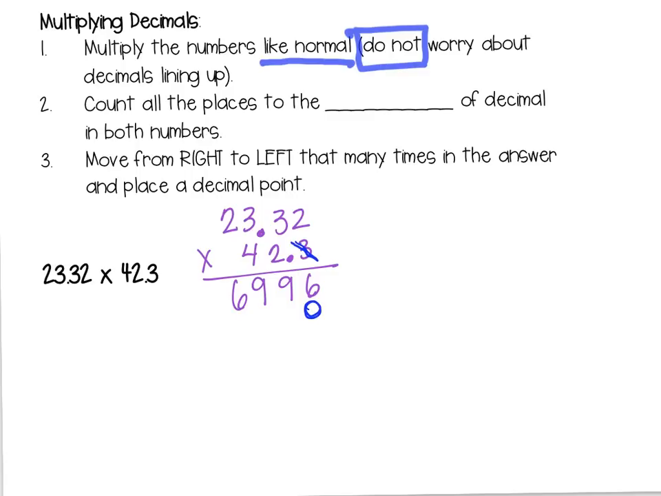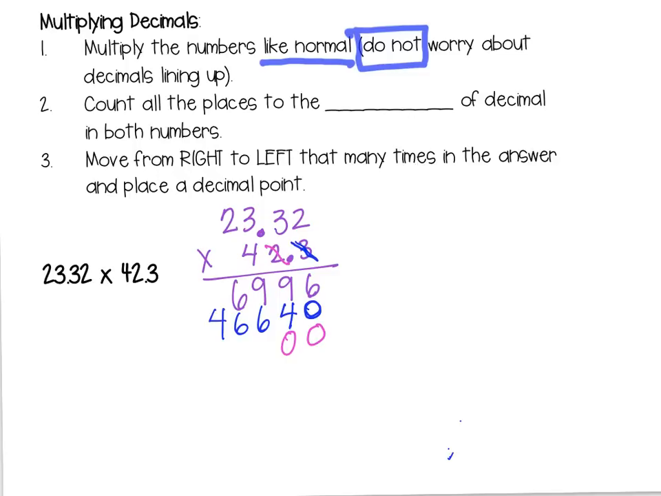2 times 2 is 4. 2 times 3 is 6. 2 times 3 is 6. 2 times 3 is 6. 2 times 2 is 4. Okay, now I'm done with that. Mark that off. Put 2 Bobs in the basement.